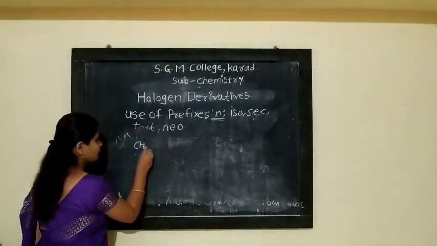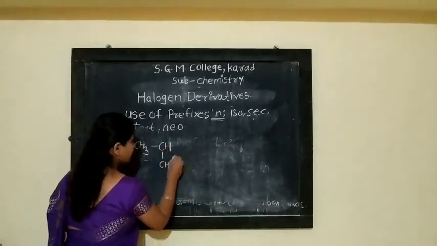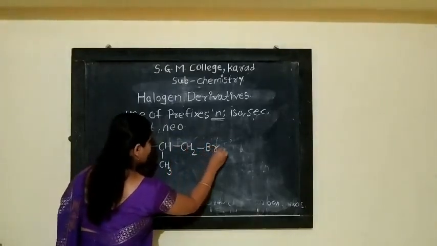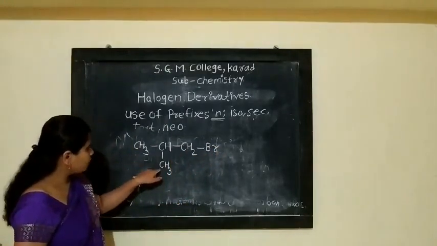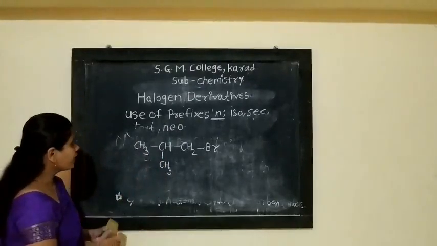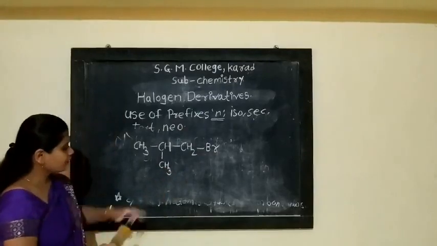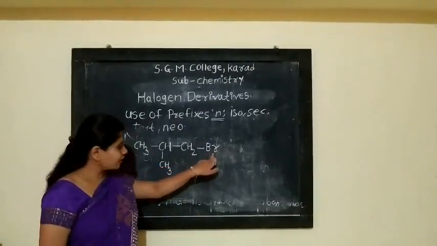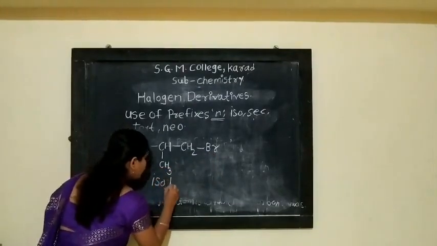CH3, CH, CH3, CH2, Br. Here, this methyl group is attached to the second last carbon of this compound. The total number of carbon atoms is 1, 2, 3, and 4. So this is the butyl, and the bromine is attached here. So the name of this compound is isobutyl bromide.